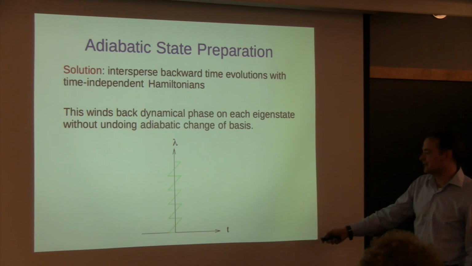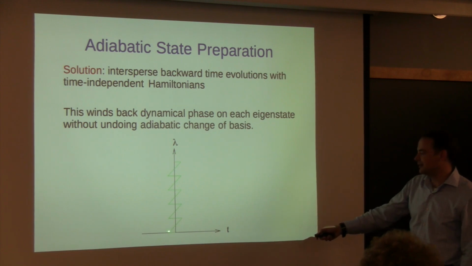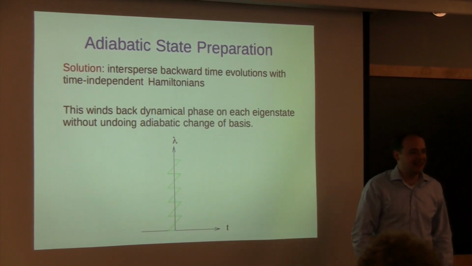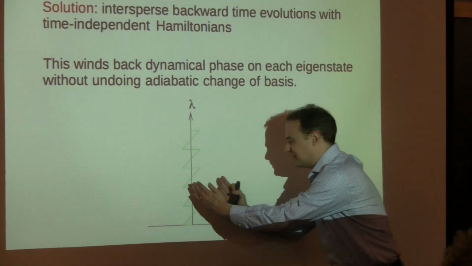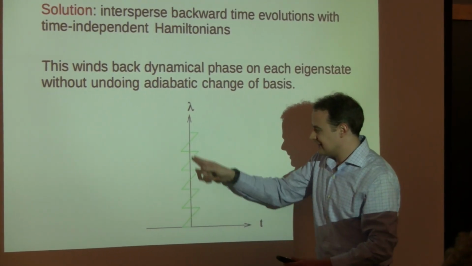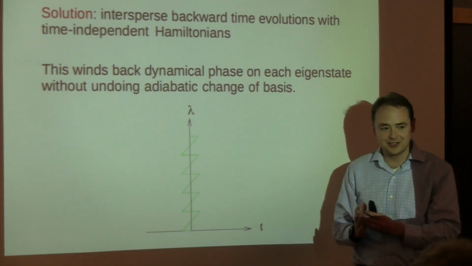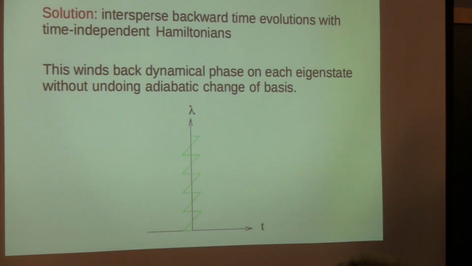Here's coupling strength versus time. We go backwards in time and forwards while increasing coupling strength, backwards and forwards. Make this little zigzag. And we can show that if you make these little zigzag pieces smaller and smaller, finer sawtooths here, it converges to doing just what we want. So that's our little trick, which might be useful for some other state preparation problems.